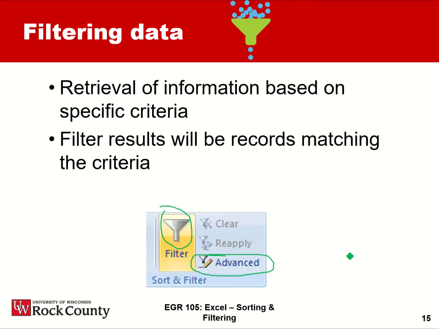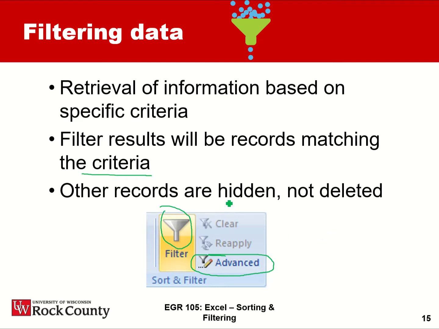Okay. So what it does is it will filter our results, and records will be matched by a specific criteria. Other records are hidden. Remember that these are hidden. They are not deleted. So the data is still there. They're just hidden, and we'll take a look at how that works.